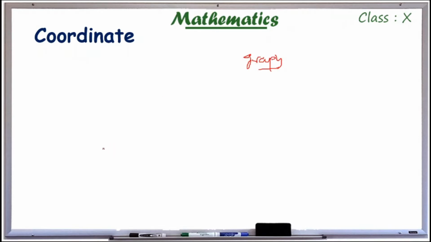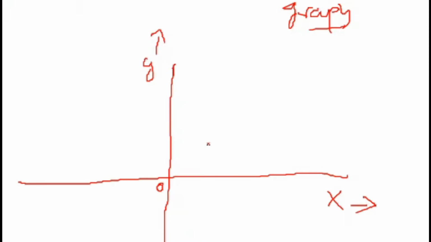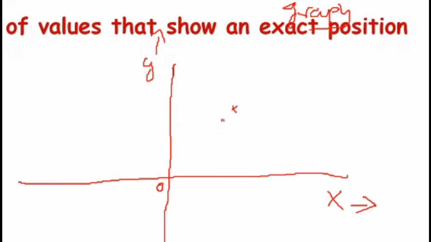You have an x-axis, also you have a y-axis. This is the x-axis and this is the y-axis. It will have an origin O. So a coordinate means it's a point. It's a point used to show an exact position.